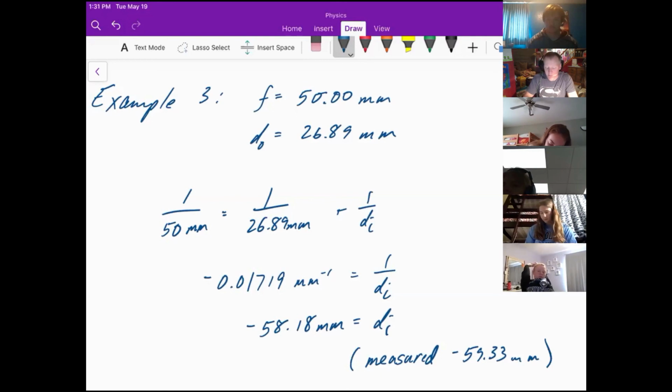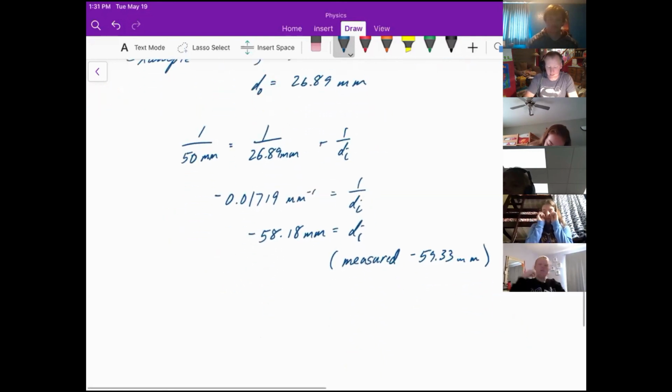If you want to find the magnification, magnification is going to be the same as the mirror as well. Negative di over do will tell you the magnification, and you can find the size based on that. Whew. And that's it, all of physics. Correct.